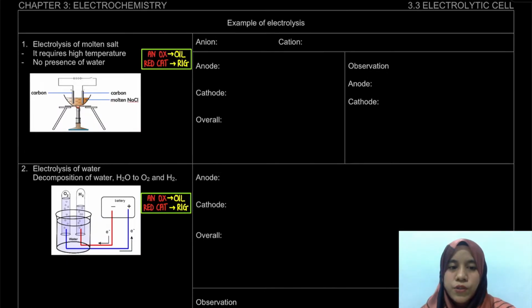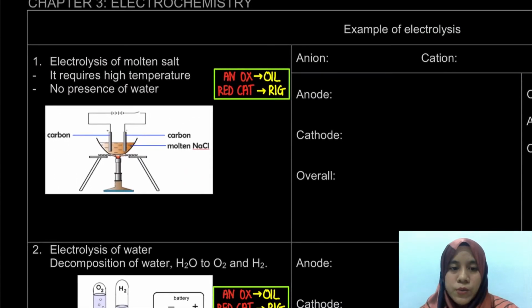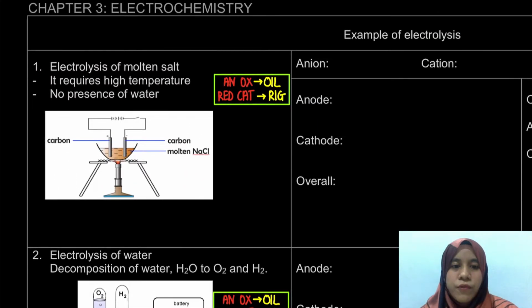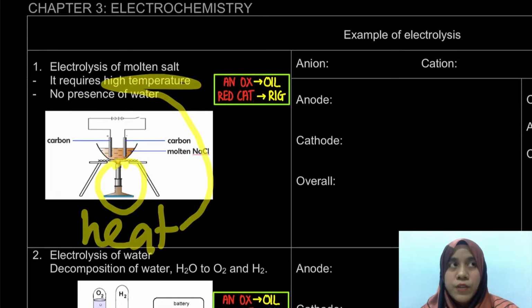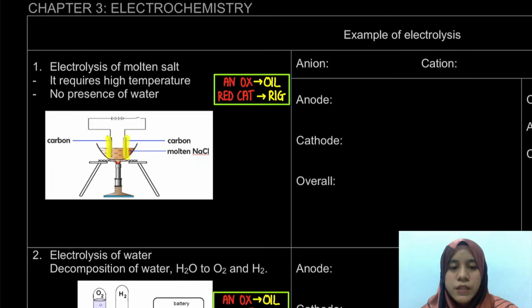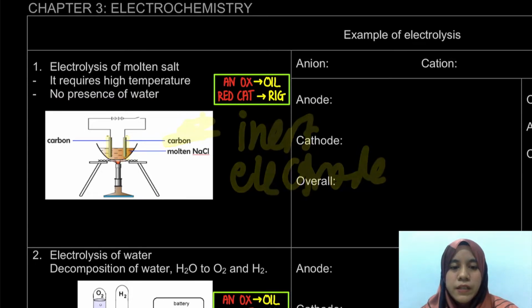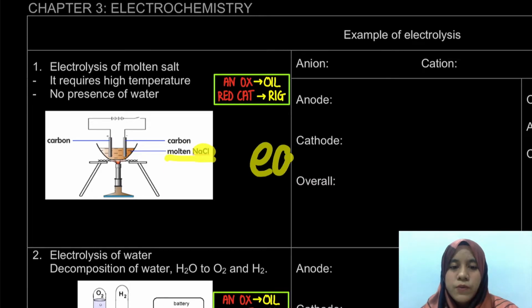So let's start with the first one, electrolysis of molten salt. Molten salt is the salt which is melted, so that's why we call it molten salt. It requires high temperature for the melting process, but there is no presence of water. Here is the apparatus for the electrolysis of molten salt, where we need heat because of the high temperature. Then here we have our inert electrode, which is carbon, and here is our molten NaCl, which is the molten salt.